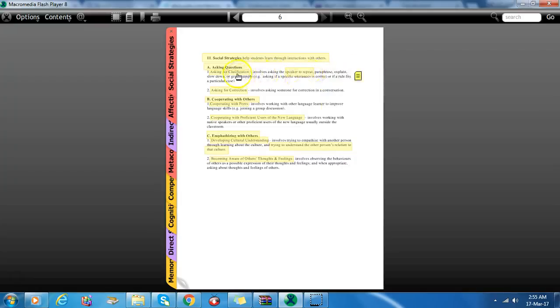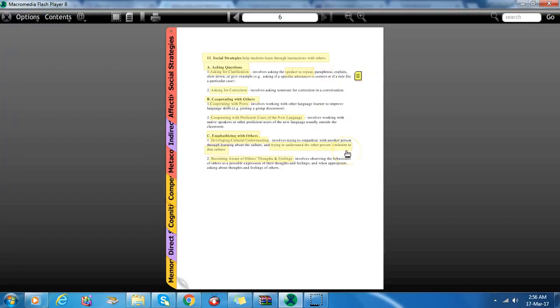Asking for clarification involves asking the speaker to repeat, paraphrase, explain, slow down. So I would write here repeat, paraphrase, slow down. So these are the three important notes I need to understand under asking for clarification. When you move out this cursor, it minimizes. When you go, it maximizes.